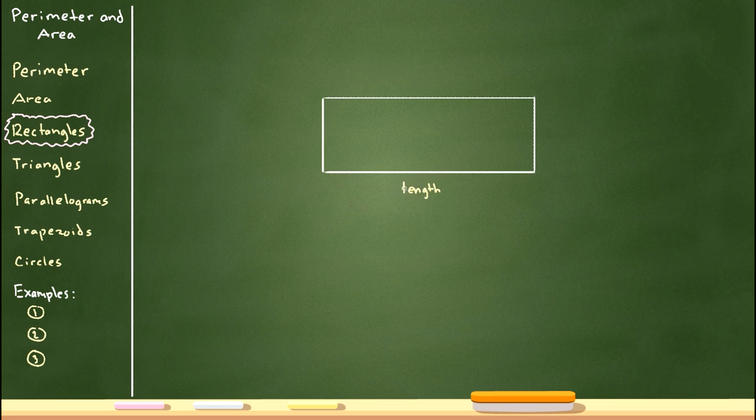For no particular reason, really. I mean, you could still call it the width. That would be fine, but I like to call the longer side the length, if there is a longer side. And I like to call the shorter side of the rectangle the width. So we have a length and a width of our rectangle.